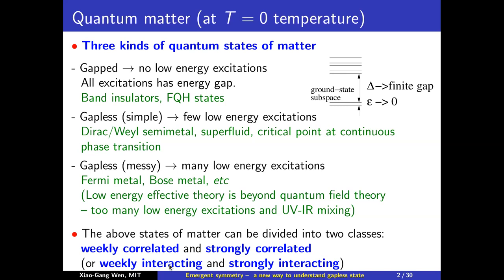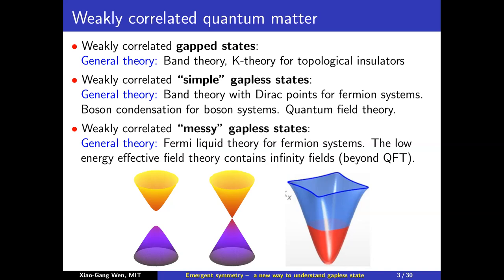And actually we have a pretty good systematic understanding of weakly correlated quantum matter. For example, for gapped quantum matter, gapped states, we have band theory. Or we can add some kind of topological twist to band theory, then we get K theory for topological insulators or topological superconductors. So those are weakly correlated gapped states. Then for weakly correlated simple gapless states, certainly we have Dirac semi-metals, Weyl semi-metals, superfluids, those kinds of things. This kind of gapless state is well described by quantum field theory. So quantum field theory is very good for those kinds of things. And we also have weakly correlated messy gapless states, like the Fermi liquid theory with quasi-particles near the Fermi surface. And as I mentioned, this may be beyond quantum field theory.